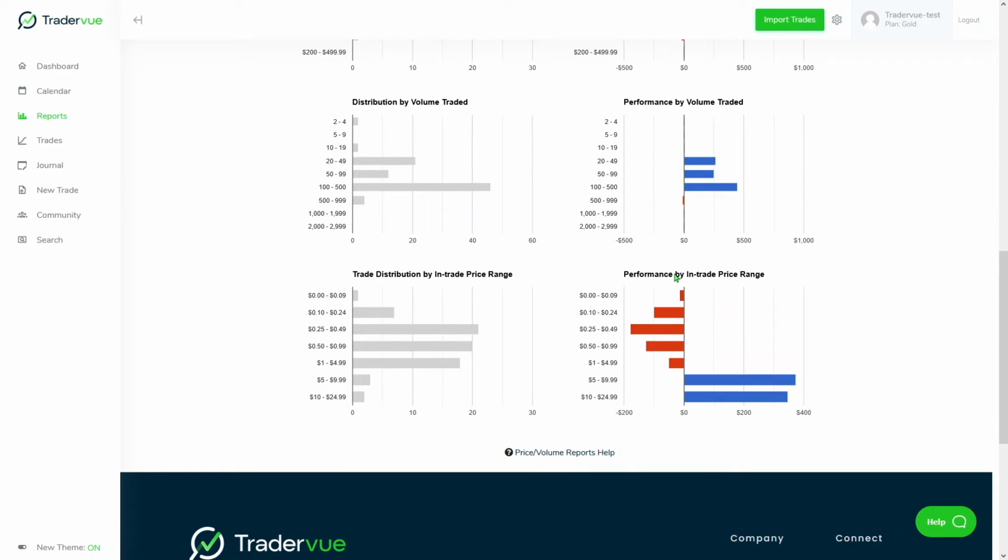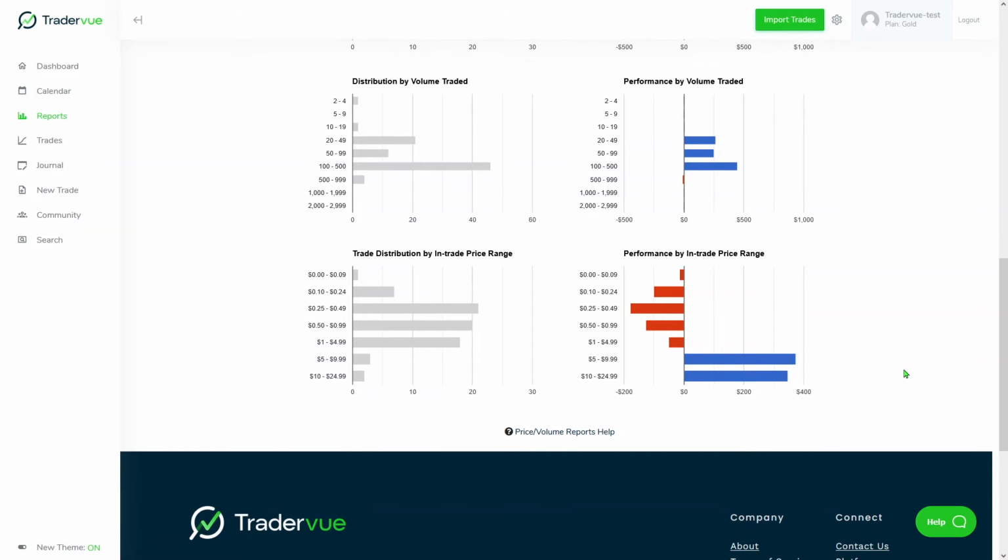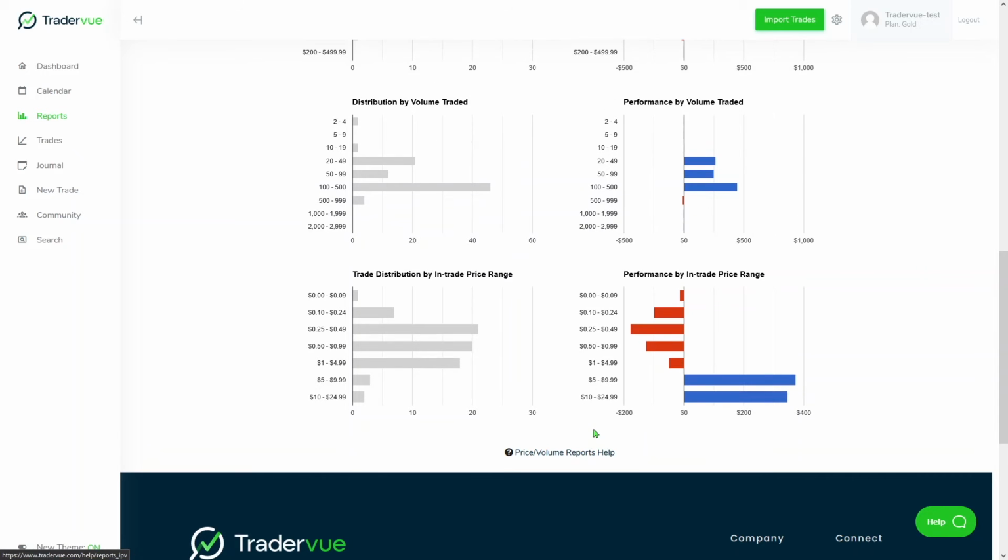And so here we can also see performance by in-trade price range. We can see that if the in-trade price range is between 5 and 25, the trader usually does really well. And if you by any chance need to understand a little bit more how this section works, you can always click here at the bottom where it says price volume reports help, and it can give you all the information that you need to understand this section.